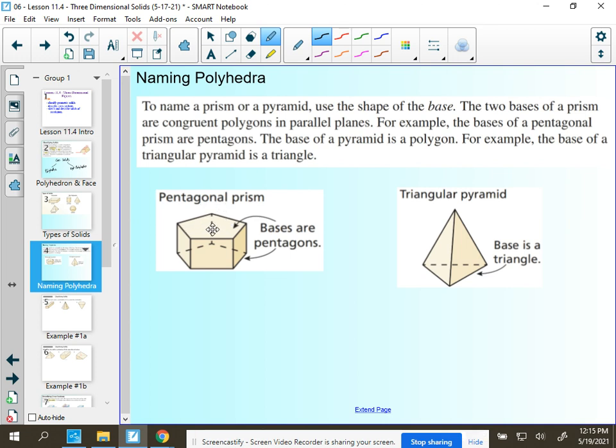In this case, it's good to reference here. Our base is a pentagon, right? So I've got a base and a base that are both pentagons. We would say this is a pentagonal prism.